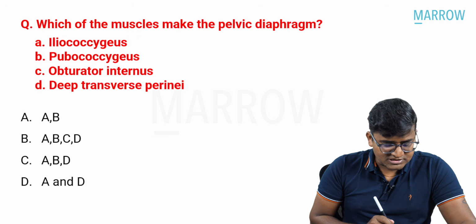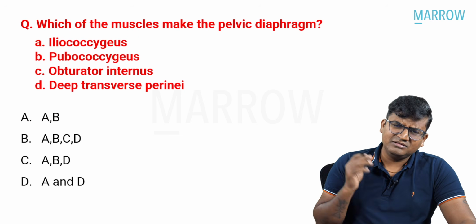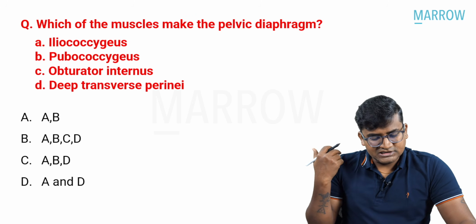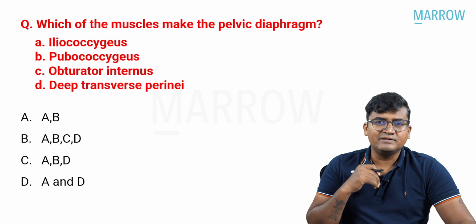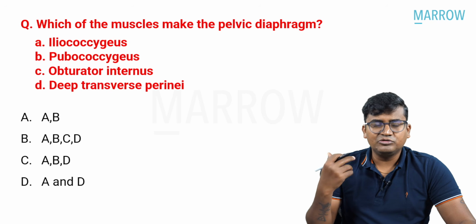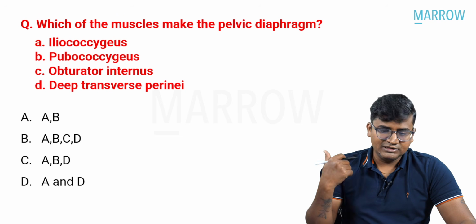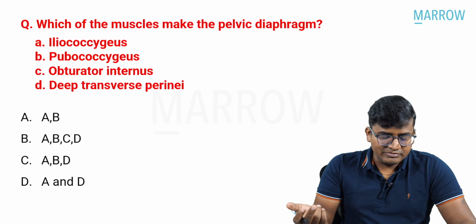Now, which of the following muscles makes the pelvic diaphragm? Another important high yield topic. This question they are giving repeatedly in the AIIMS exam. This is a favorite topic for AIIMS exam. We are getting questions about the pelvic diaphragm or pudendal nerve. So which of the following muscles makes the pelvic diaphragm?